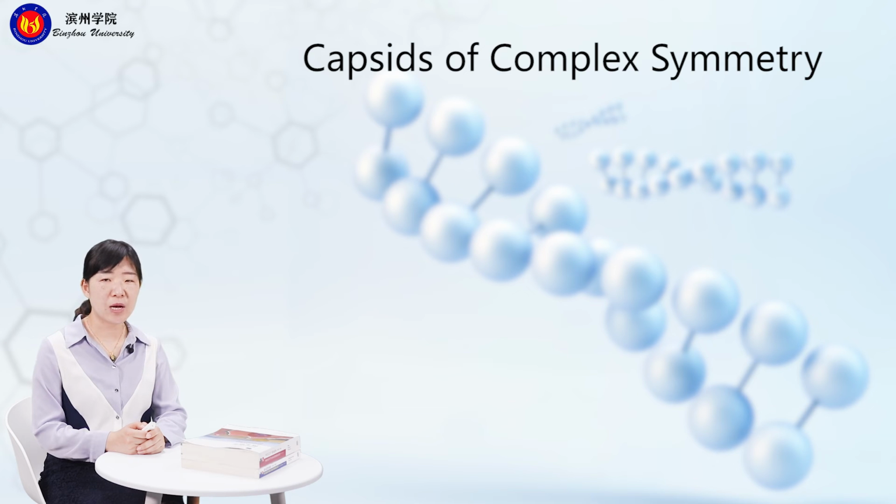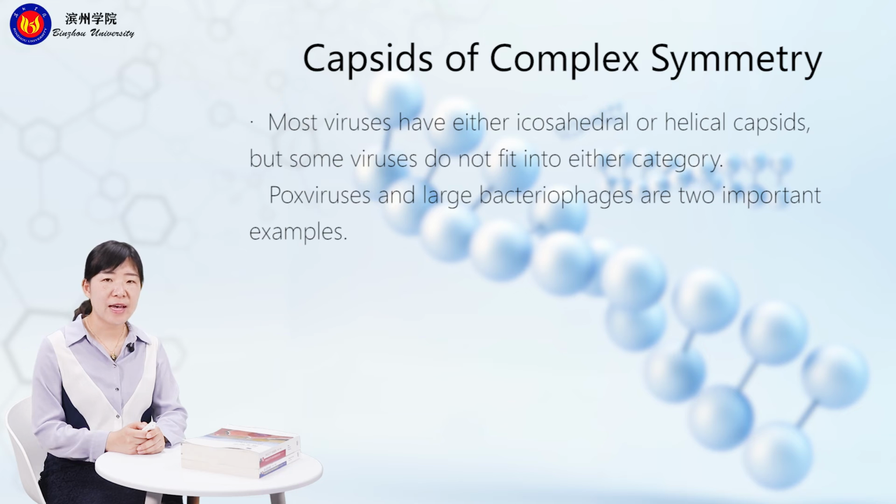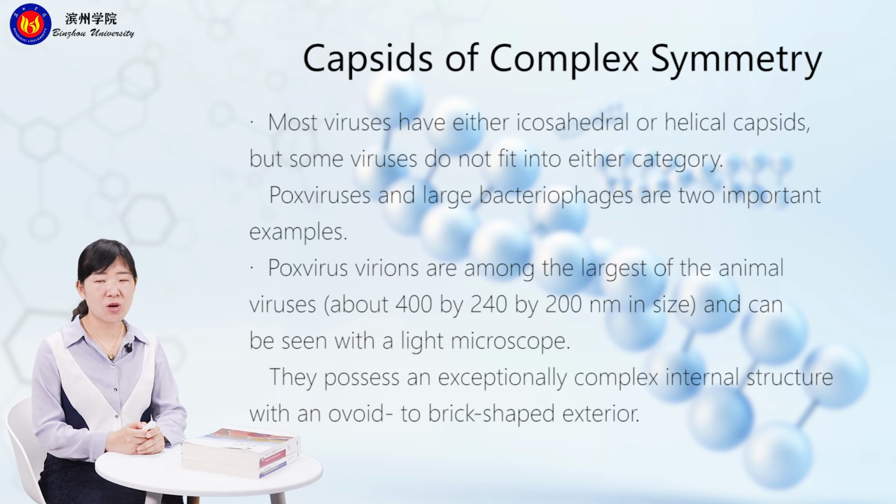The last is capsid of complex symmetry. Most viruses have either icosahedral or helical capsids, but some viruses do not fit into either category. Poxviruses and large bacteriophages are two important examples. Poxvirus virions are among the largest of the animal viruses, about 400 by 214 by 200 nanometers in size, and can be seen with a light microscope. They possess an exceptionally complex internal structure with an ovoid to brick-shaped exterior.